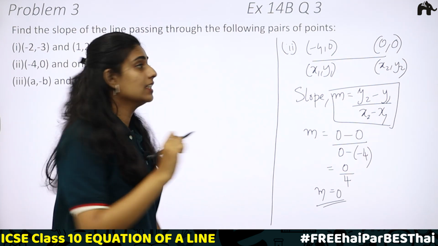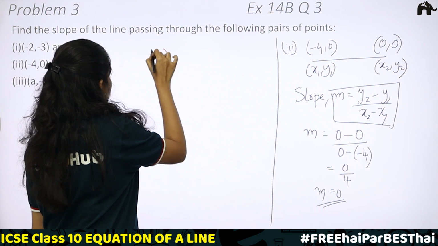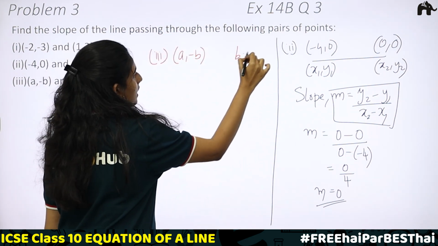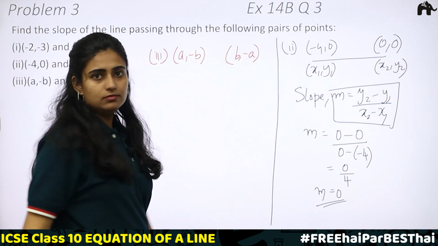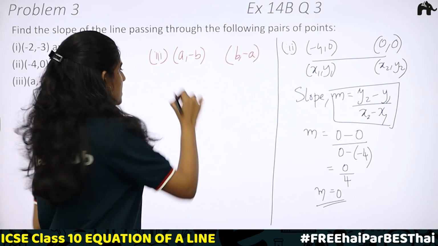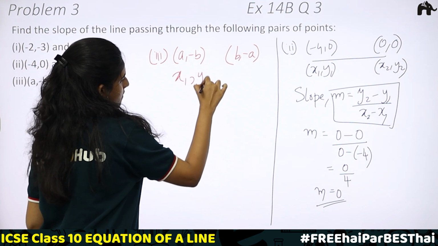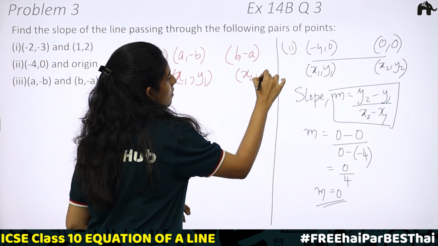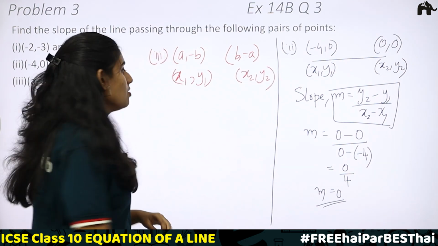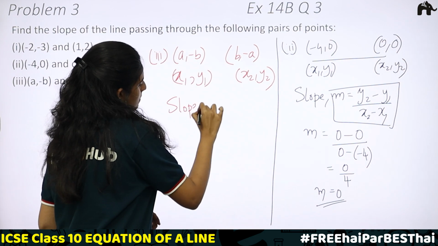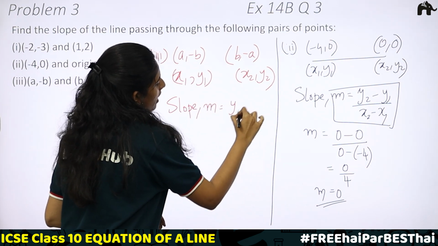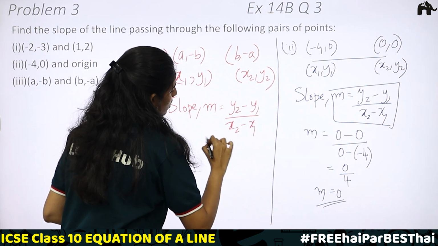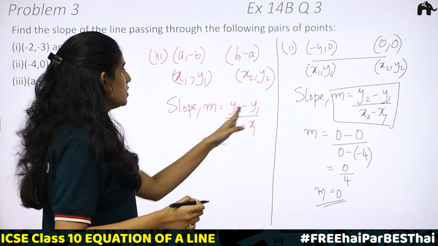Okay. Next, the third sub-question, we have points a, minus b and b, minus a. a, minus b is the first point. Take them as x1, y1. b, minus a is the second point. That is x2, y2. Now, same step, slope m is equal to y2 minus y1 divided by x2 minus x1. That is equal to, m is equal to y2 minus y1.